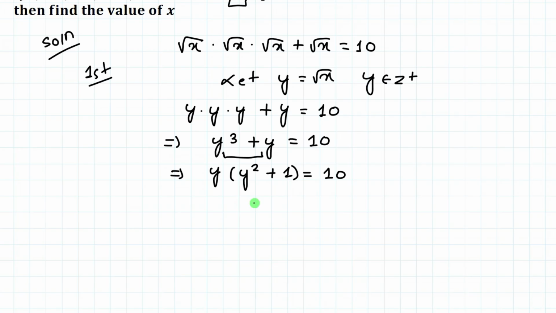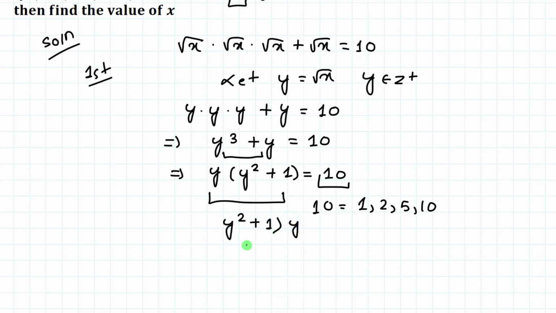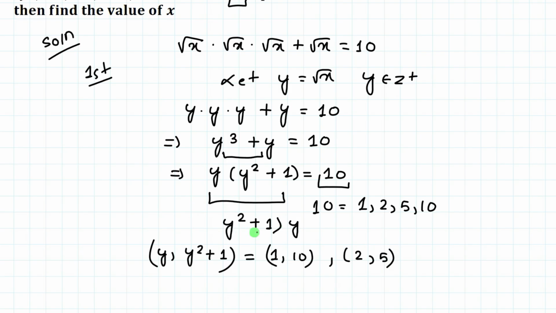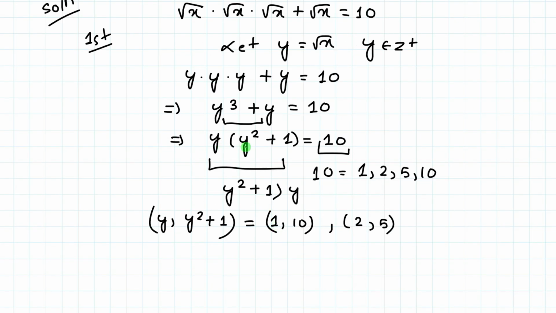Now from here I'll find the factors of 10. We know that the factors of 10 are 1, 2, 5 and 10 itself. By looking at these factors, we can assume that the value of y square plus 1 must be greater than y. So the possible values of y and y square plus 1 can be either 1 comma 10, or 2 comma 5. If I put the value of y as 1, then 1 square plus 1 is 2, and 1 multiplied with 2 gives 2 only, which is not equal to 10. So this pair gets discarded.